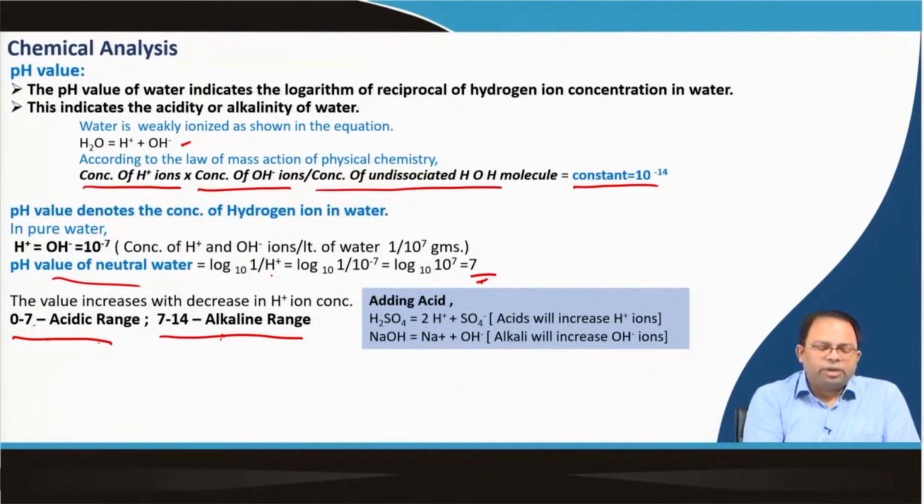If fewer OH ions are present, or more H+ ions are present, then it is acidic, and the pH value would be 0 to 7. So, usually when we add acid to water, it becomes acidic, because acid increases H+ ions. Whereas in the case of NaOH, sodium hydroxide, alkalinity will increase. So, OH ions are there, they will increase, and the sample will become alkaline.